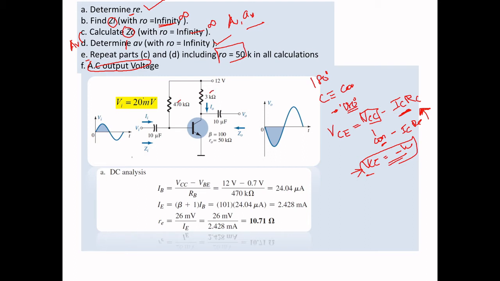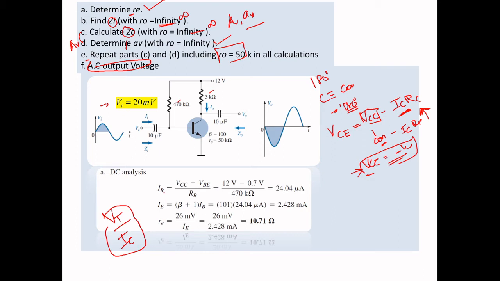The input voltage given here is 20 millivolt. This will be useful for calculating the output voltage. First we will find what is the RE. To find RE, what is the formula we have derived? 26 millivolt, that is Vt, divided by IE. You need both values, then only you can find RE.